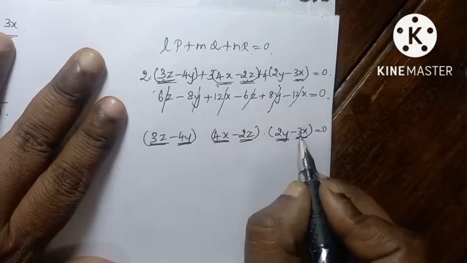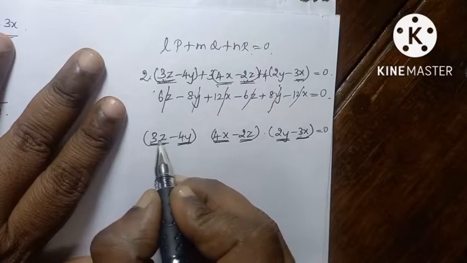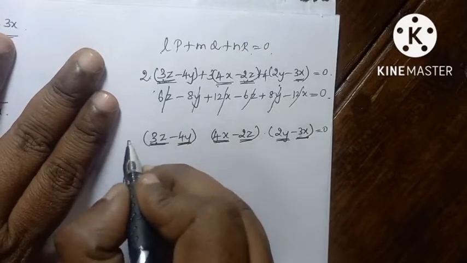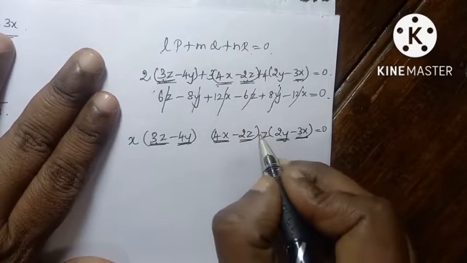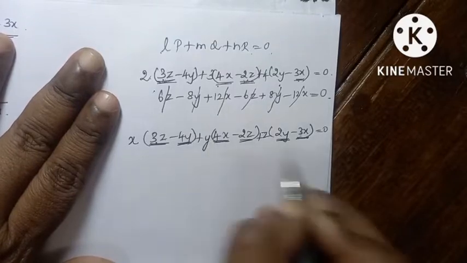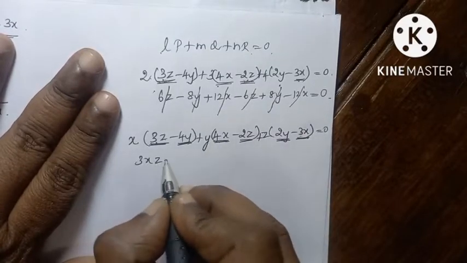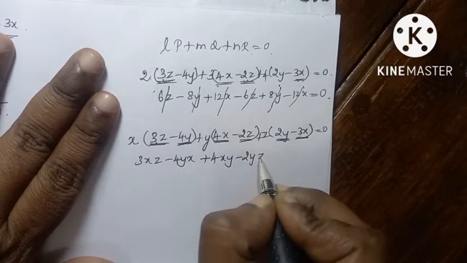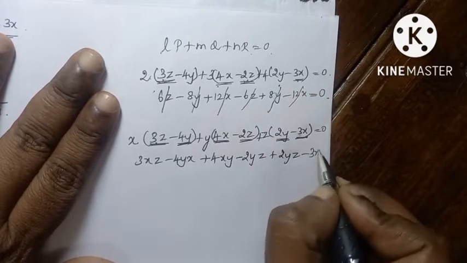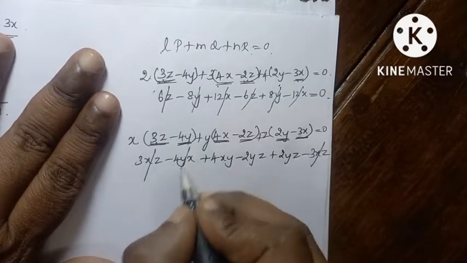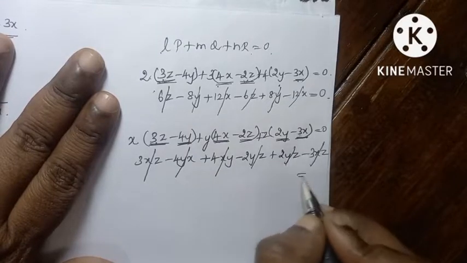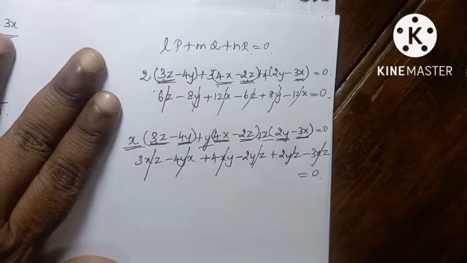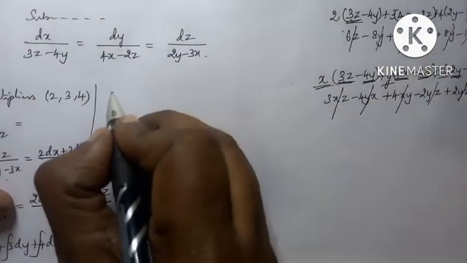So here I have 3x, here I have 3z. If I have 3xz and 3xz, they will get cancelled. So one should be multiplied by x, one by z, and one by y. Which is 3xz, 4xy, 4xy, 2yz, 2yz, 3xz. You can see xz, xz, xy, xy, yz, yz give 0. Hence the other set of multipliers is x, y, z.